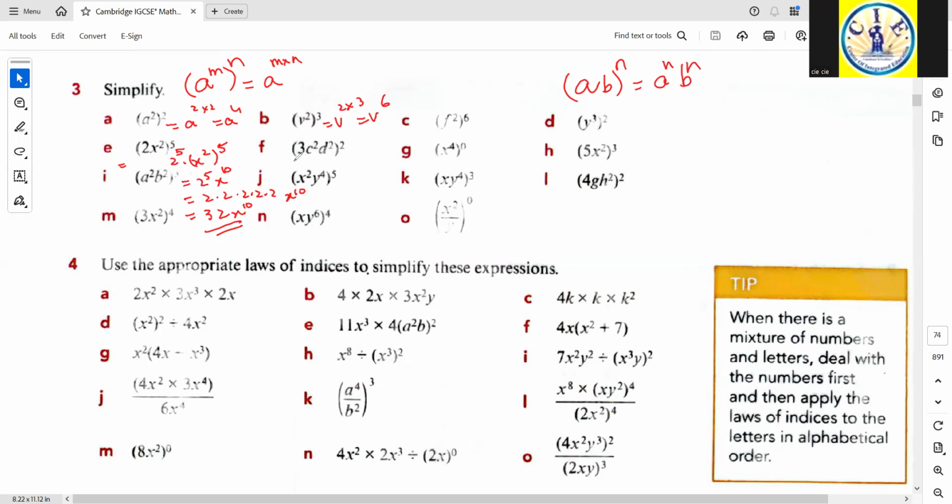Same goes for part F. 3 raised to power 2, c square raised to power 2, d square raised to power 2. That means 3 square is 9. Then applying this rule here, there are two powers of c, both being multiplied. 2 times 2, that is 4. And same goes for d, d raised to power 4. So that is its answer.